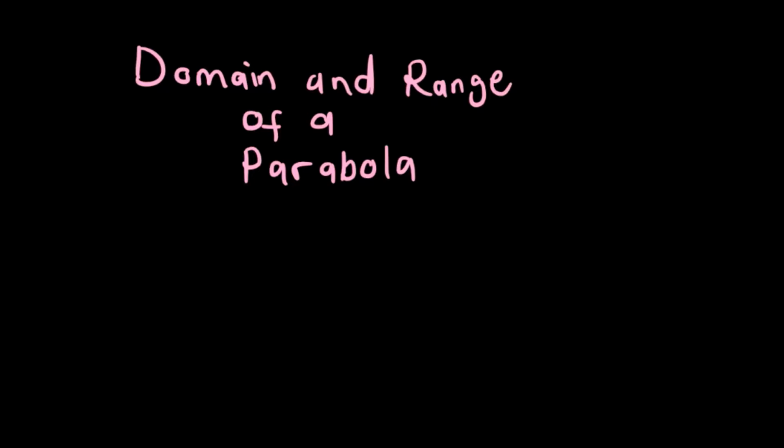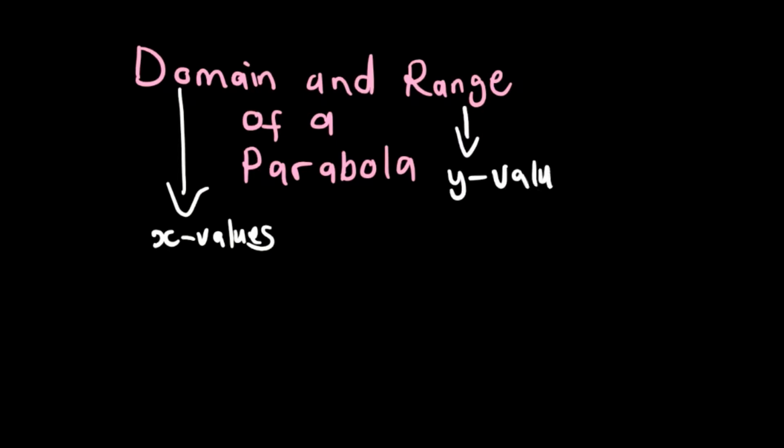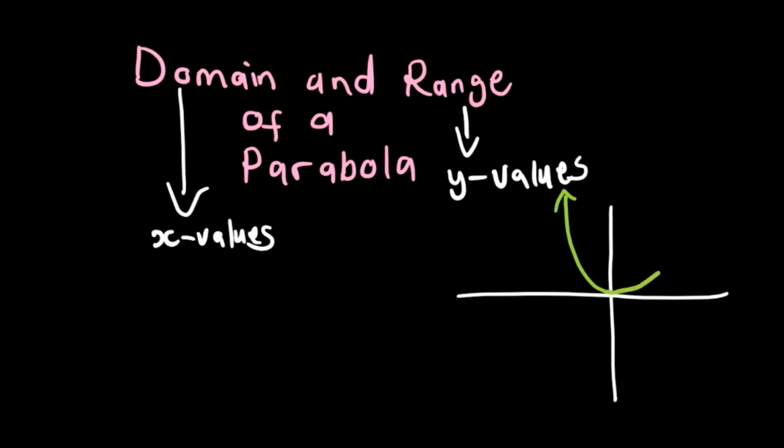So now we're going to look at the domain and range of a parabola. So what is a domain? For a domain, we basically talk of the x values of the function, right? And for the range, we mostly talk of the y values of the function. So looking at a parabola that looks like this, right? This parabola, we said that it has a smiley face, so the face is smiling.